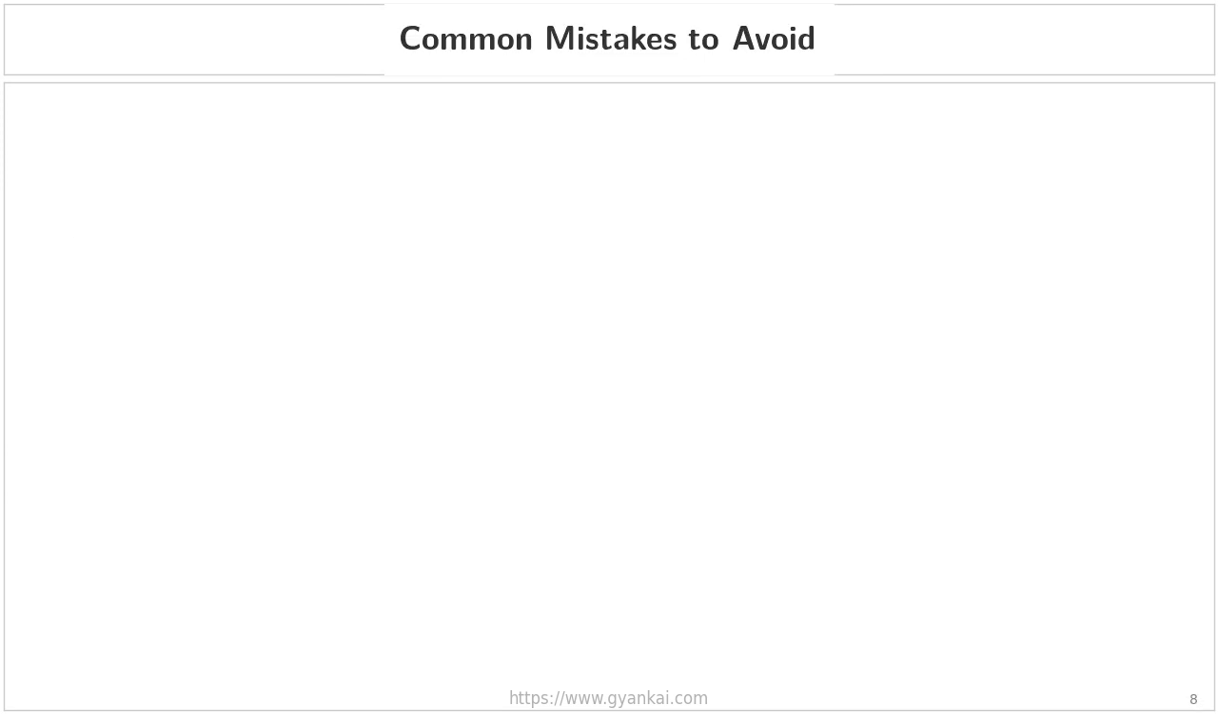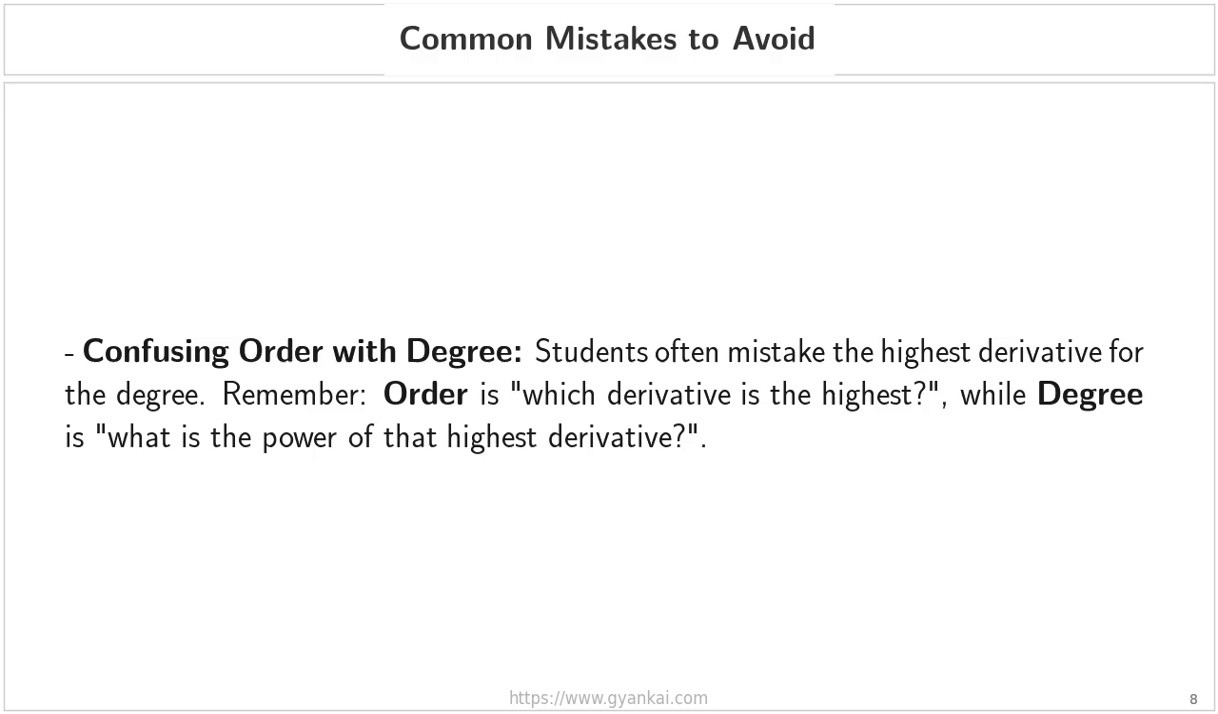Common mistakes to avoid. First, a very common error is confusing the order with the degree. It is easy to get these two mixed up when you are working quickly. Just remember this simple distinction. The order is asking the question, which derivative is the highest? Whereas the degree is asking, what is the power attached to that specific highest derivative? Keep that distinction clear in your mind.